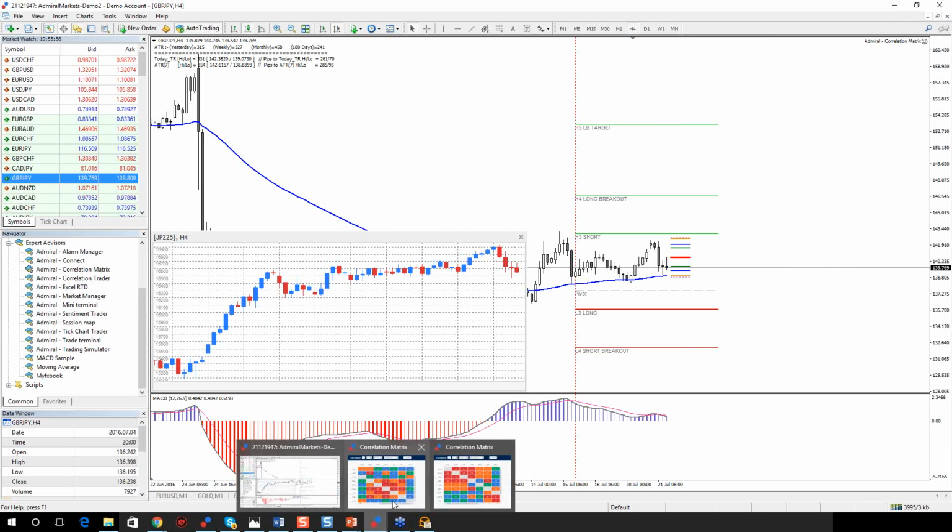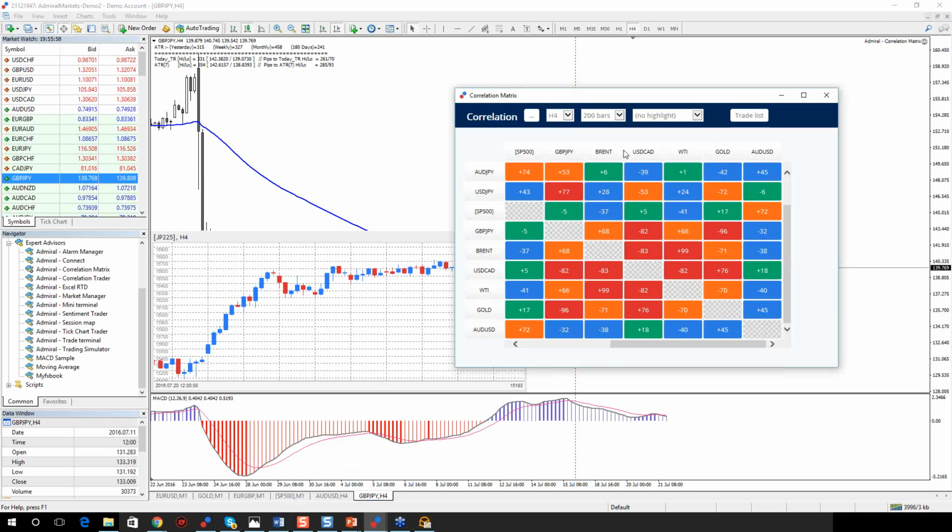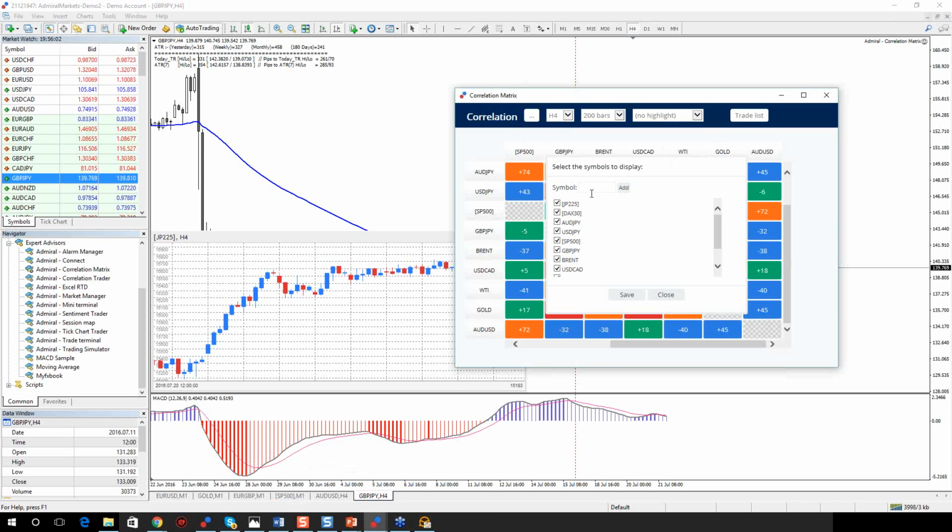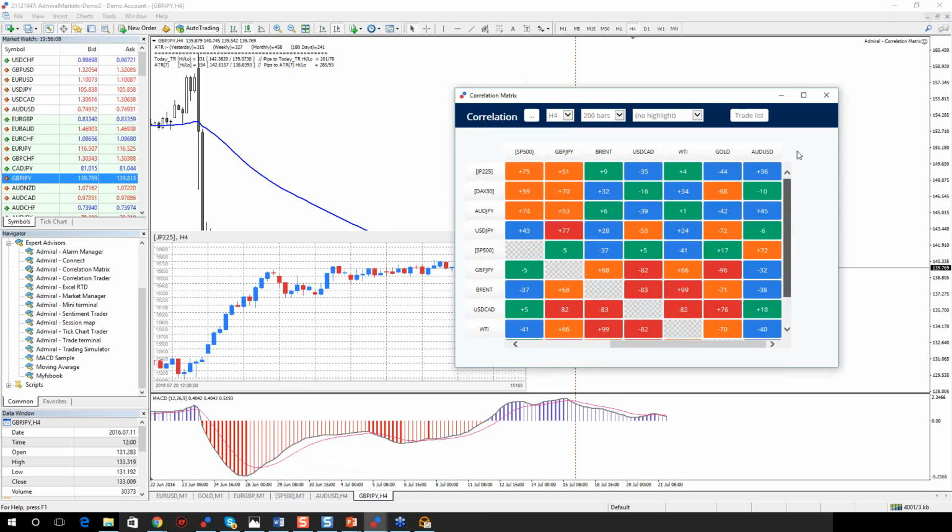Now, if you open the correlation matrix, you will also find it here. You need to add both GBPJPY, here it is, and we will add the Japanese 225. Watch the correlation now: plus 51 on the 4 hour, and on the daily and intraday charts, plus 93. Wow. Well, what does it mean, guys?